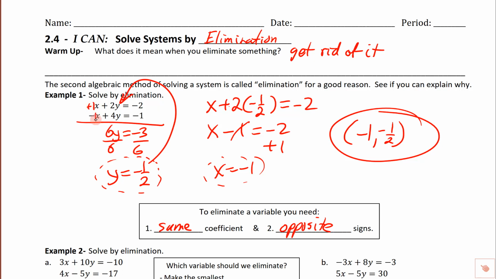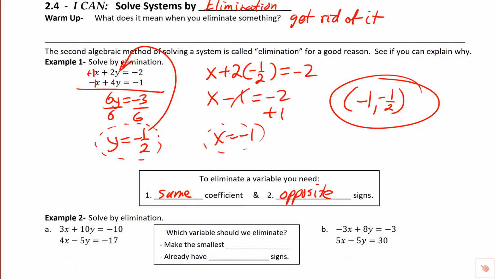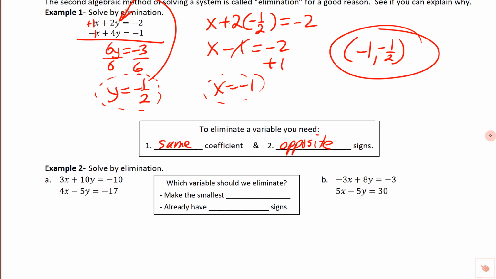This coefficient was a negative 1. They're the same coefficient. They're both 1s. They just have opposite signs. So when you put those together, they're what we call additive inverses. They're going to cancel off to be a 0. They're going to be eliminated. And that's the key to being able to do the elimination technique. It's very quick. It's very easy. We've got to have the same coefficient, and we've got to have opposite signs.